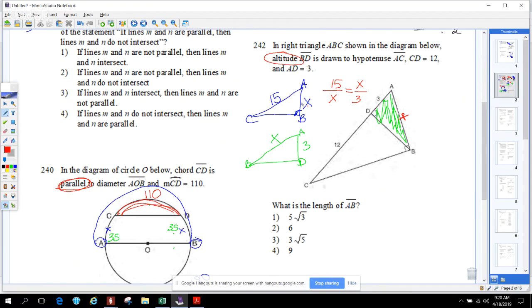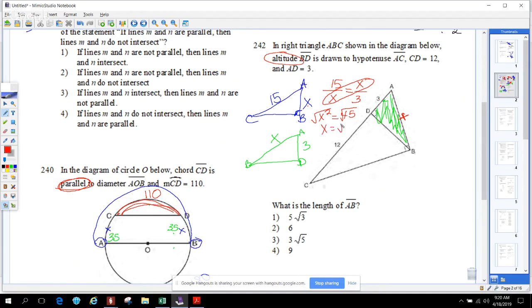Okay. And then now we just do the math. X times X is X squared. 15 times 3 is 45. And then we take the square root.